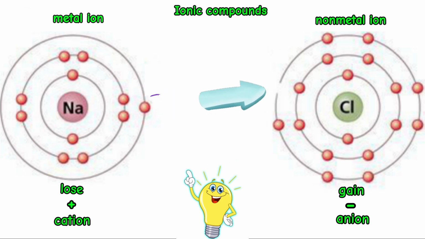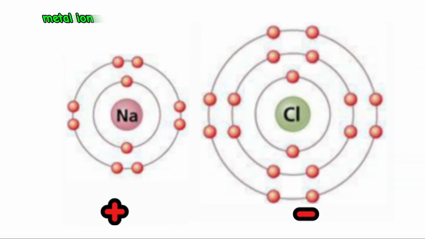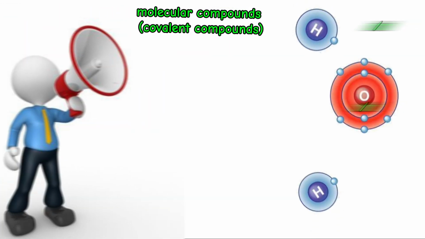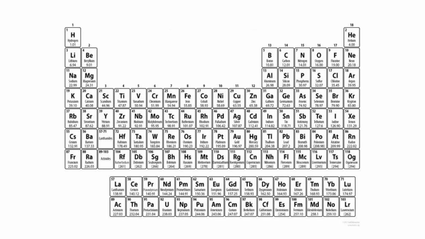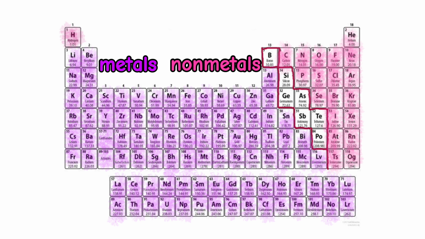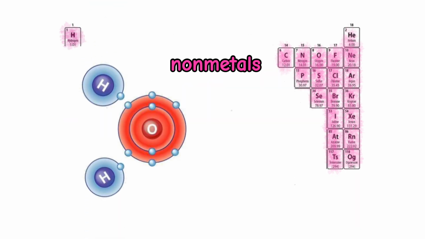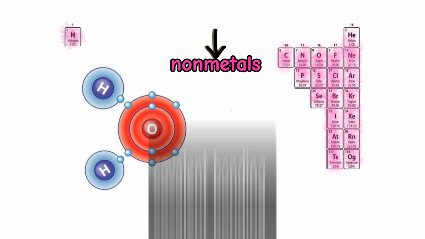Consequently, ionic compounds are generally combinations of metals and non-metals, such as sodium chloride. In contrast, molecular compounds are generally composed of non-metals only, such as water. Notice that the red stepped line that divides metals from non-metals also separates cations from anions. Because anions and cations have opposite charges, they attract each other. This force of attraction between oppositely charged ions is called ionic bonding. However, sharing electrons between two non-metals is called covalent bonding.